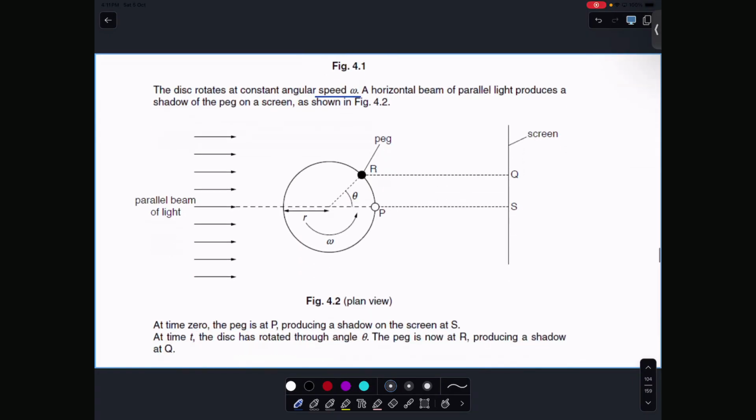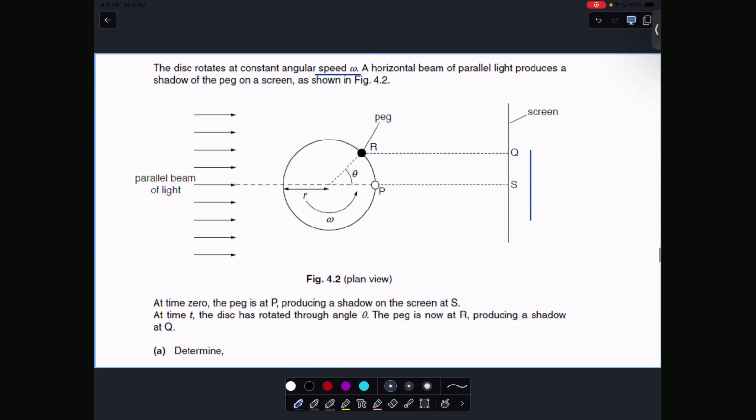So there's a shadow here that's moving up there. As at time 0, the peg is at point P there, and the shadow is at S. At time t, the disk has rotated through an angle of theta. So it went that way. The peg is now at R there, but the shadow is at Q.